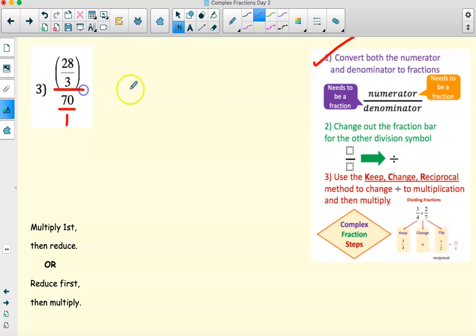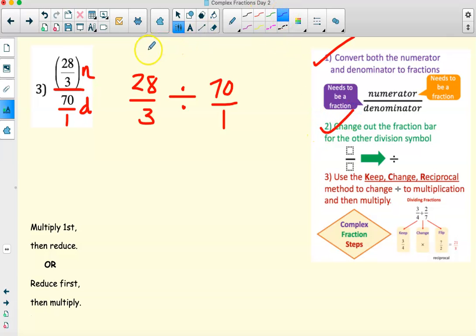So I take out the fraction bar and I put this in its place. Then I hope we're memorizing that the numerator goes first, then the denominator goes second. So numerator first, and then the denominator. And then next we need to keep change reciprocal. So keep this as 28 thirds.